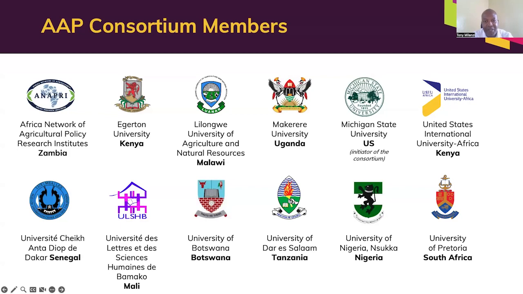So the AAP is a consortium of 12 institutions: 11 universities, and a network of agricultural policy institutes called ANAPRI. And then we have 10 universities in Africa: Egerton, Luanar, Makerere, United States International University in Kenya, UCAD in Senegal, University of Bamako, University of Botswana, University of Dar es Salaam in Tanzania, University of Nigeria in Nsukka, and then University of Pretoria. In the US, we have Michigan State University, MSU.